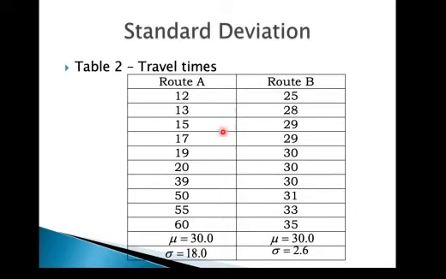So just going back to the standard deviation, we have here different travel times for route A and for route B. The mean is 30 in both routes, and the standard deviation for route A is 18, and the standard deviation for route B is 2.6. You will note that there is much more variability in route A than in route B. There is less variability in route B.